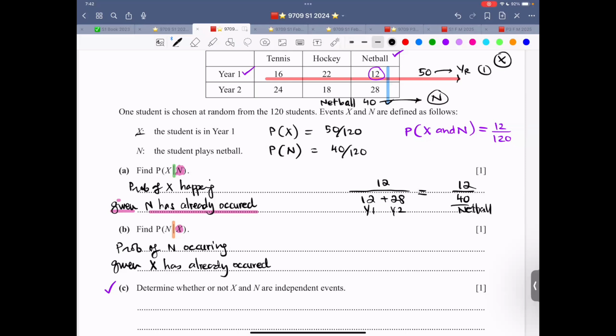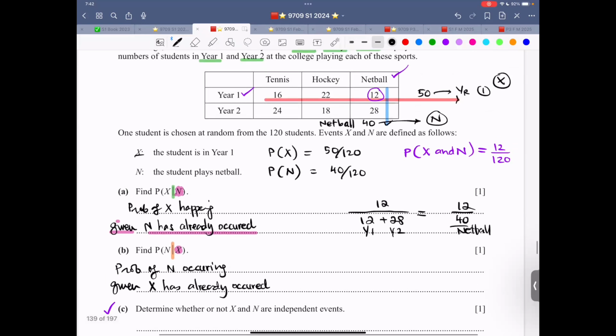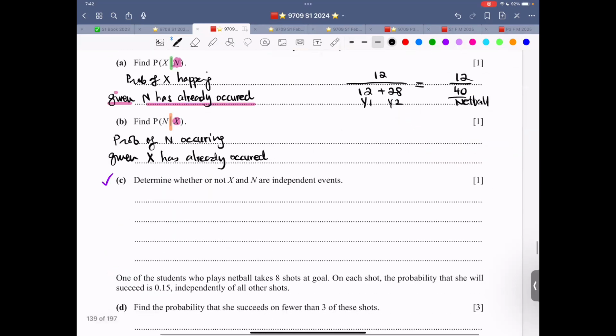Examiners are not obsessed with simplification. Leave the answer in the raw form. It looks beautiful. It looks exact. Now the next one, probability of N occurring given X has already occurred. So now X is year 1 students, that is 50, a combo of 16, 22, and 12.